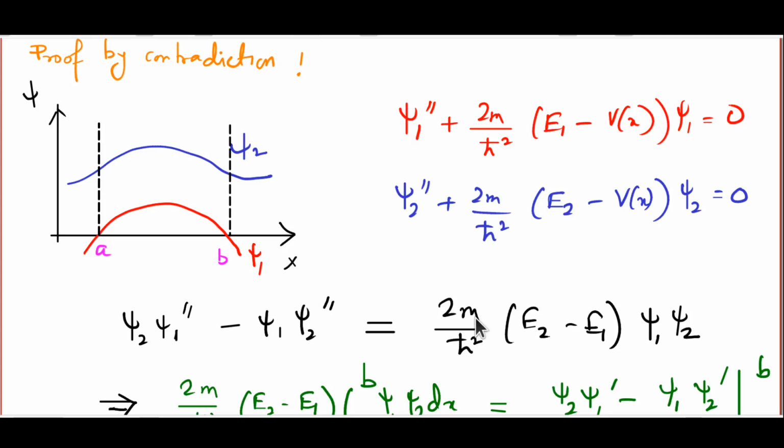However, I will not get this thing equal to 0 because these two equations are for two different energies. So what I'm going to get is this. Of course, what we will use is the fact that, as we had seen earlier, this is a total derivative. So this really is the derivative of psi2 psi1 prime minus psi1 psi2 prime, which means integrating this should be pretty straightforward. So let's just integrate both sides with respect to x.